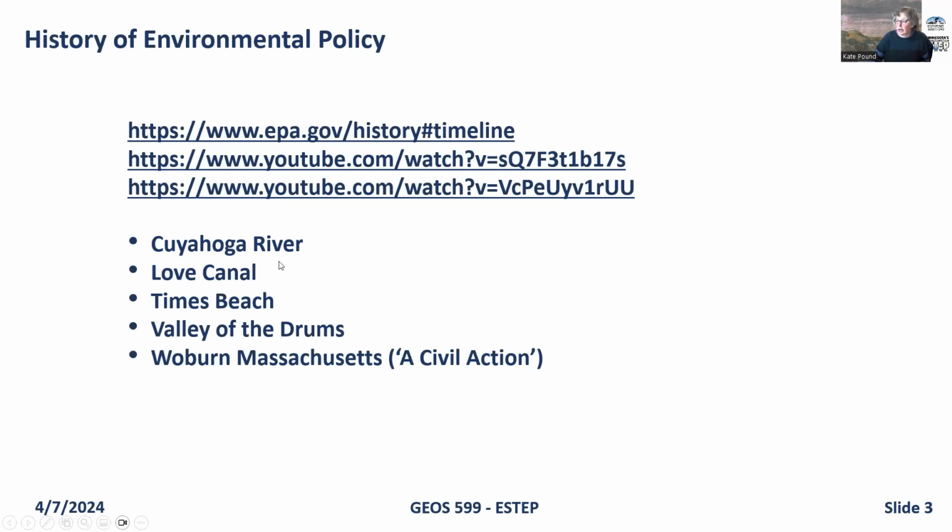We're going to look at Cuyahoga River and Love Canal. You can Google Times Beach and Valley of the Drums. And the story of contamination in Woburn, Massachusetts was written up in a book called A Civil Action and then turned into a movie. It's really worth watching the movie to get a sense of just how these situations can work.